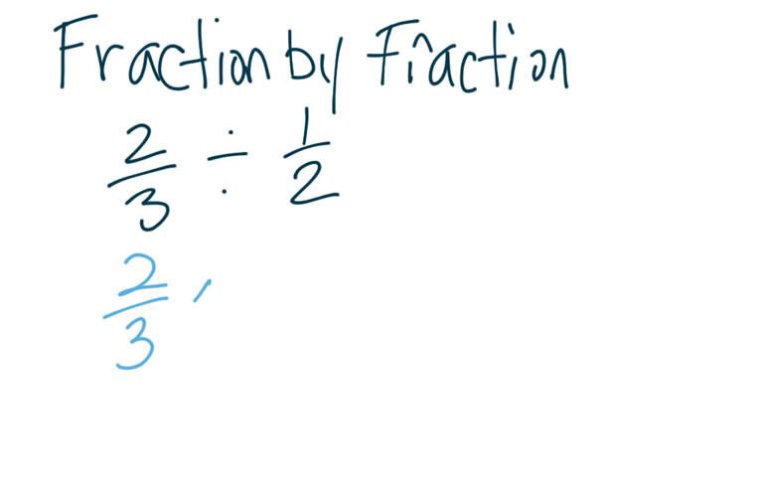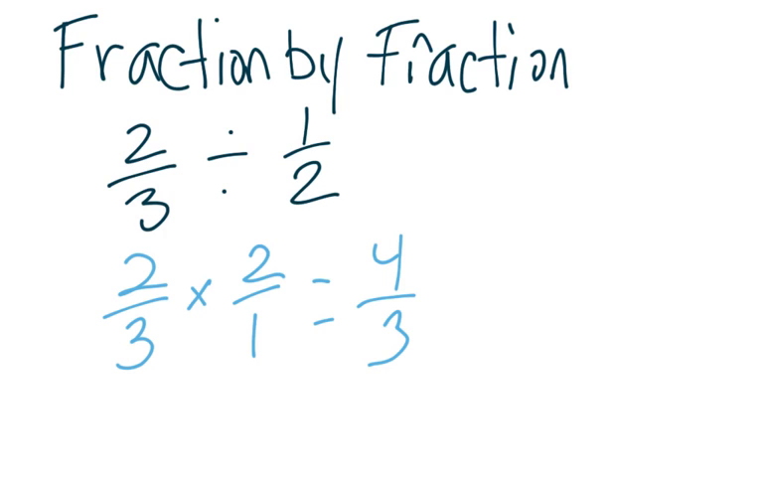Okay, so I'm going to keep 2/3 because that's my first fraction. I'm going to change my division symbol to multiplication. I'm going to flip 1/2 to its reciprocal of 2/1. Then I'm going to multiply. So 2 times 2 is 4. 3 times 1 is 3. I end up with 4/3.